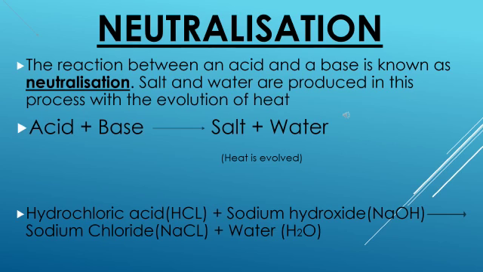So we have learned in the previous class that acid turns blue litmus paper to red and bases turn red litmus to blue. Now let us see what happens when an acid is mixed with a base. So what happens to the result when there is a combination of acids with bases?